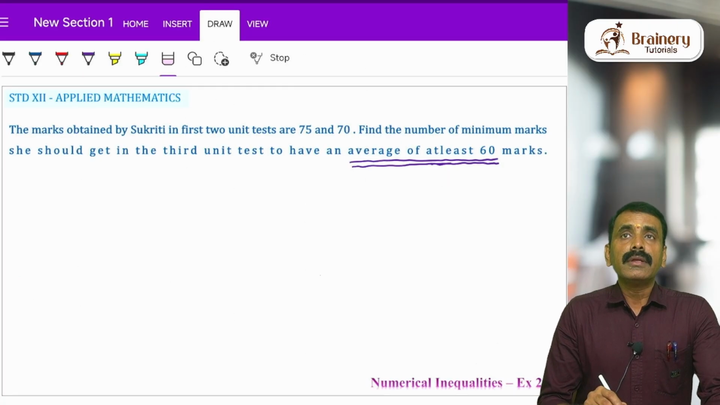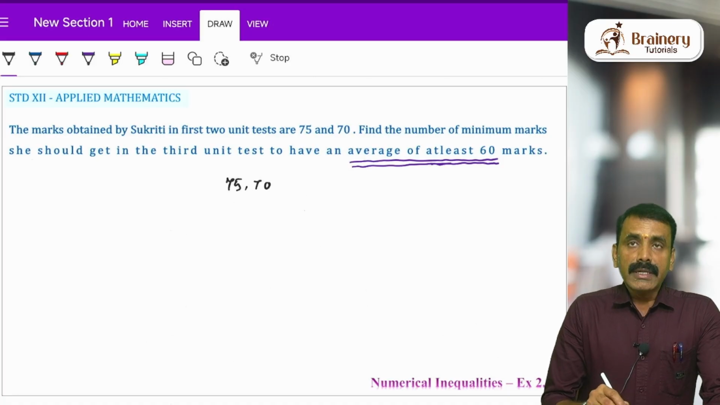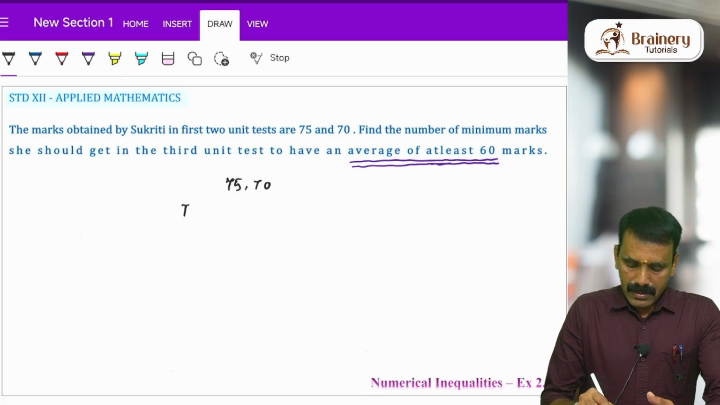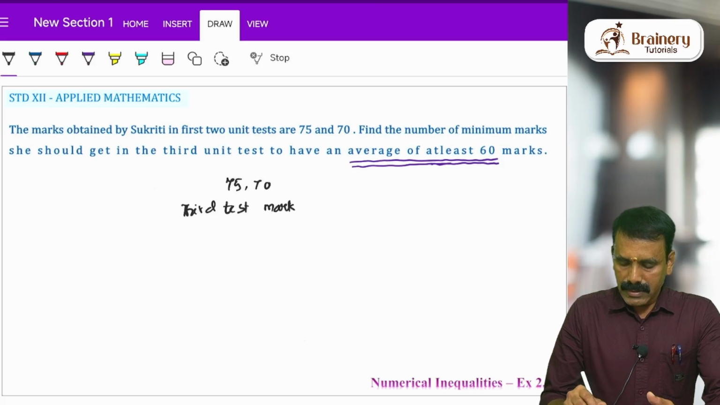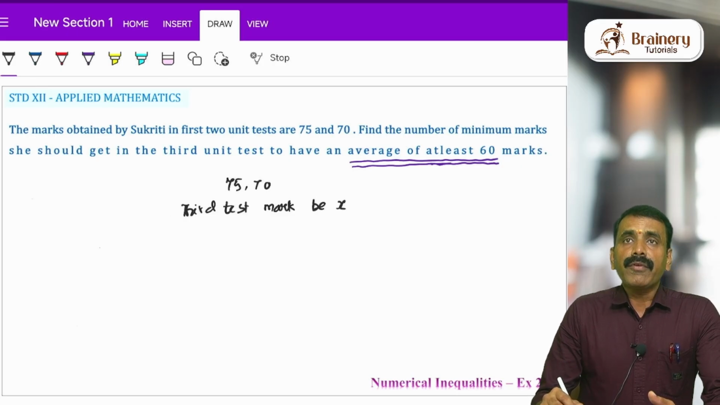So they have given the marks secured in the first two unit tests. First two unit tests are 75 and 70. Let us assume that the third test mark be x. Third test mark be x. Now we are supposed to find the minimum mark she should get, so that the average of these three subjects is at least 60 marks.